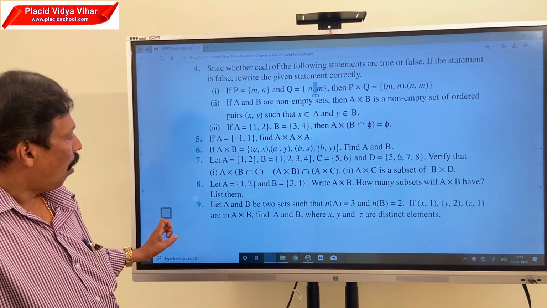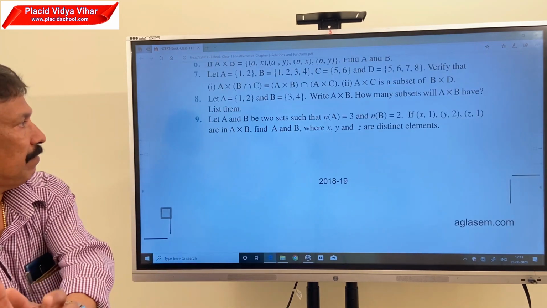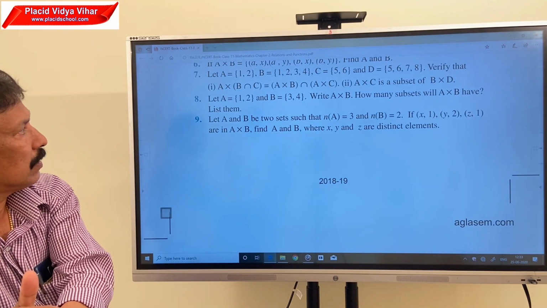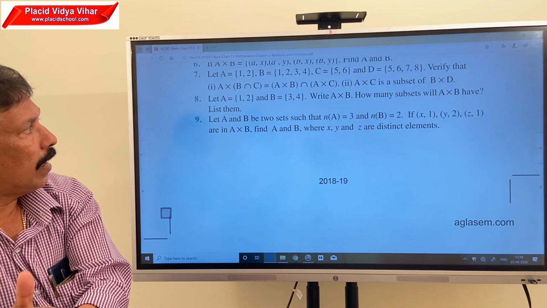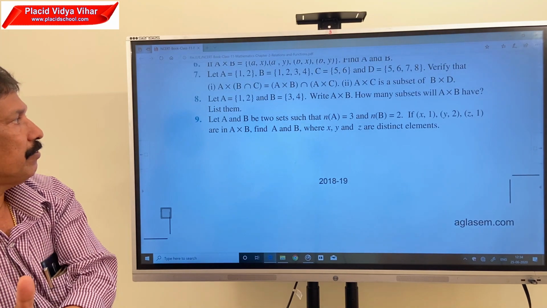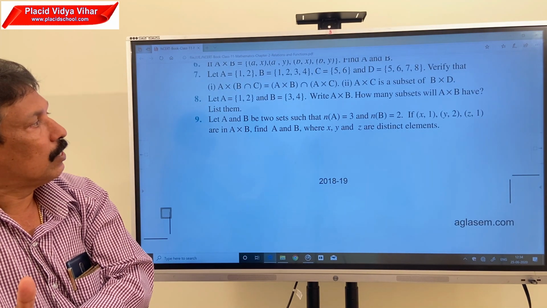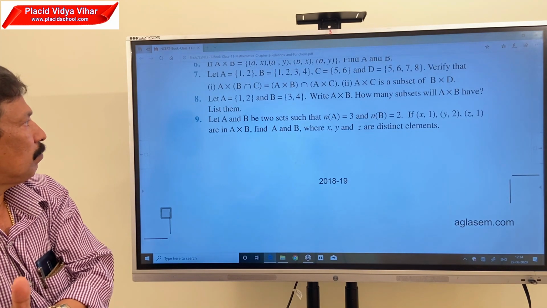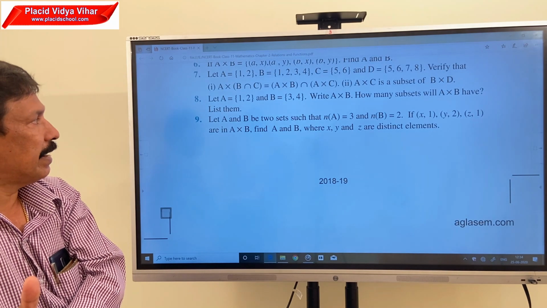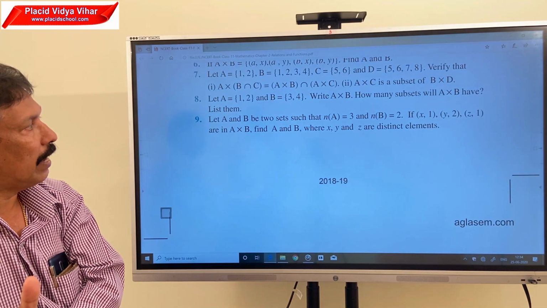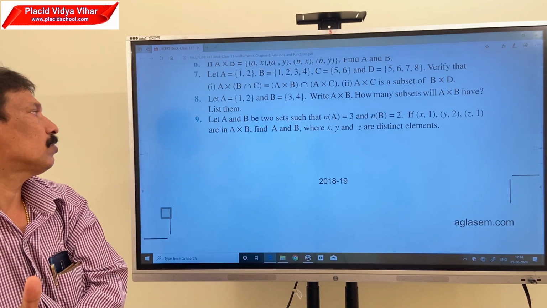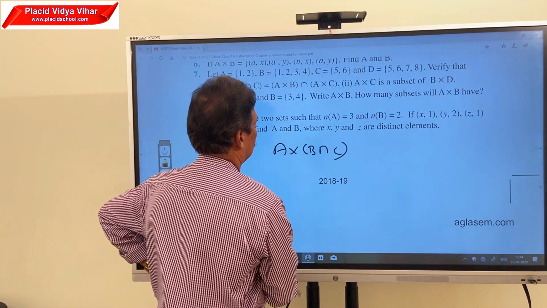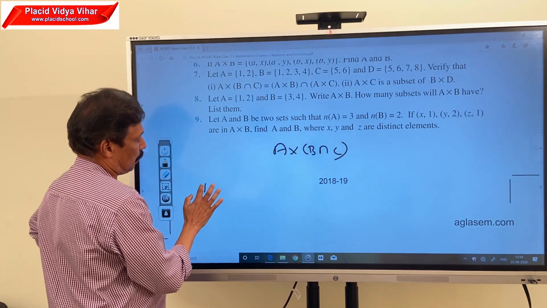Then we move to question number 7. The seventh question is: let A equal the set {1, 2}, B equal the set {1, 2, 3, 4}, C equal {5, 6}, and D equal {5, 6, 7, 8}. Verify, first, that A cross (B intersection C) is equal to (A cross B) intersection (A cross C). That's the first part, A cross (B intersection C). First we find B intersection C.